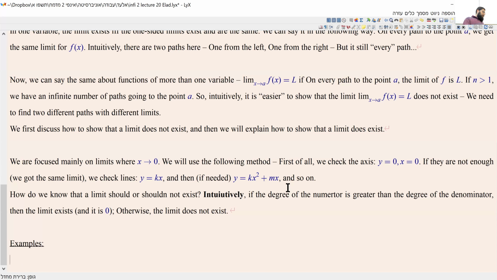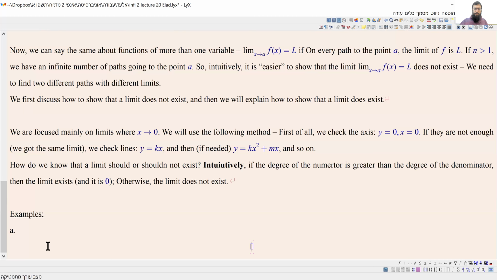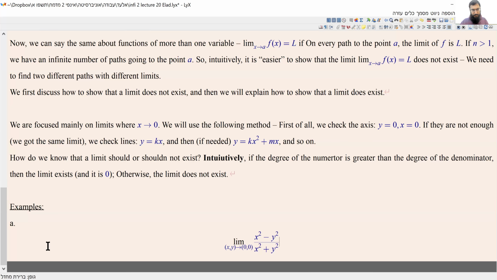Let's go through some examples. Now, examples of limits that do not exist. Okay, let's begin with a simple one. Limit of (x, y) going to (0, 0) of x squared minus y squared over x squared plus y squared.